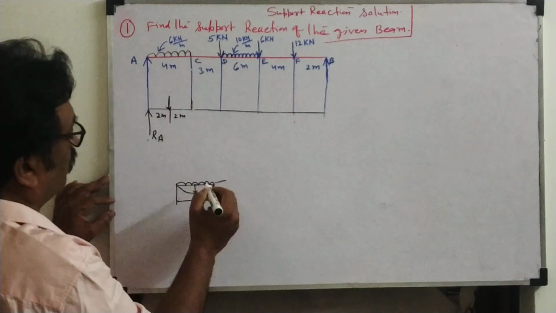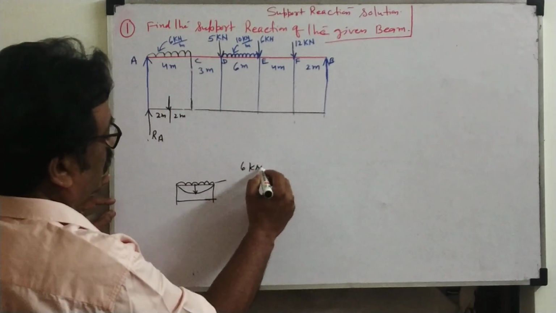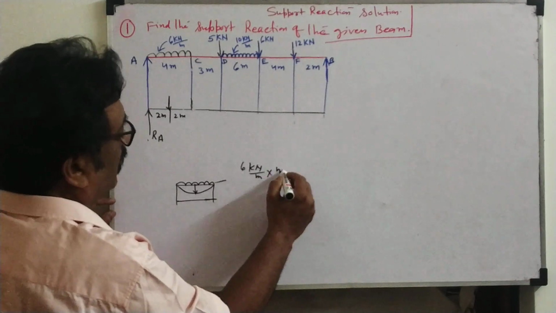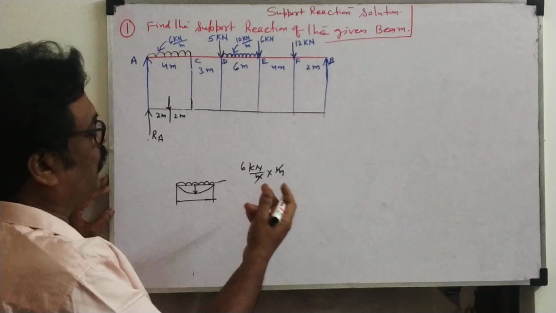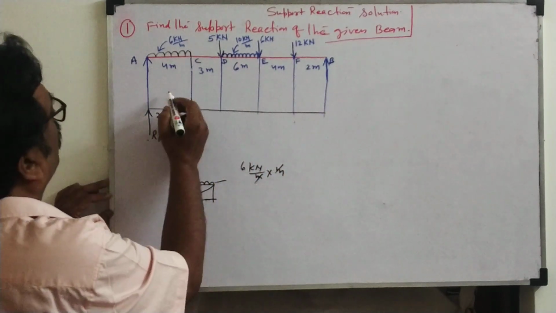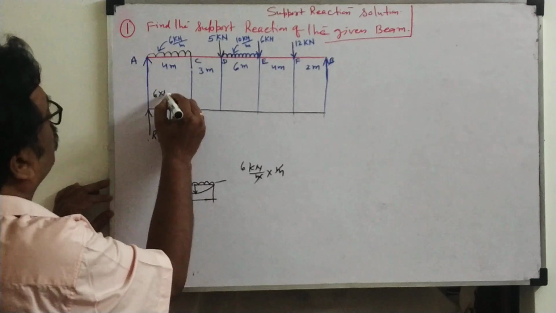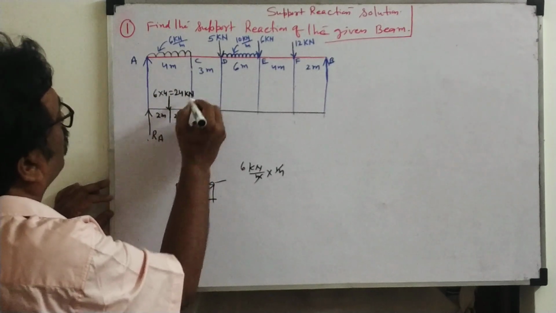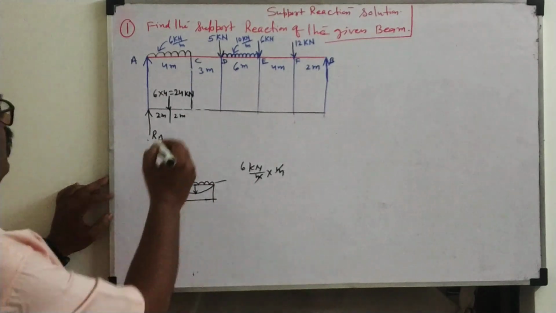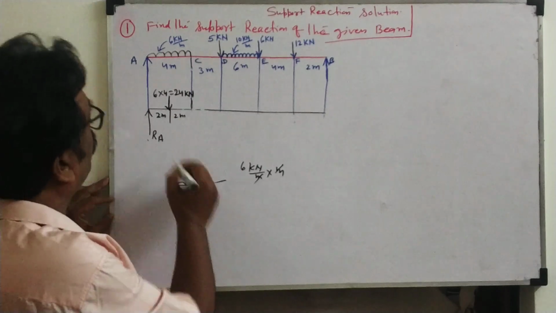What is the load? This is given as 6 kN per meter. If we multiply by meters, what comes? Load, and the load unit is kilonewton. So we write 6 into 4, nothing but 24 kilonewton. What is this? Load. So we converted the UDL into a point load.